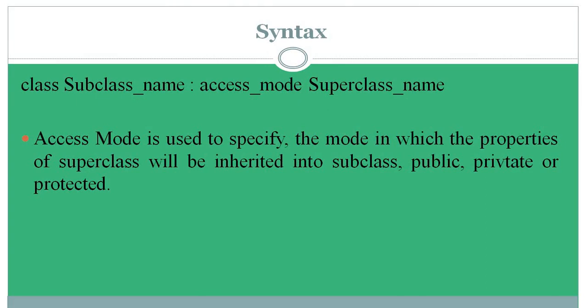Syntax: class subclass name, access modifier, superclass name. The access mode is used to specify the mode in which the properties of the superclass will be inherited into the subclass: public, private and protected.